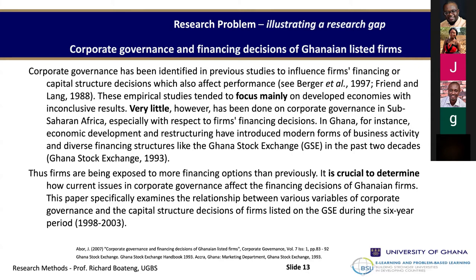The first three sentences, corporate governance, these empirical, very little, are all on the research issue. The word Ghana is now on the business issue. So in presenting his point, Professor Abo, being a professor in his own right, takes the research problem and adds a business problem and puts them together to establish a relevant area of research for this paper. This paper specifically examines the relation between the various variables of corporate governance and capital structure decisions of firms listed on the Ghana Stock Exchange in a 6-year period. This is an explanatory study. It was looking at the relation between variables.